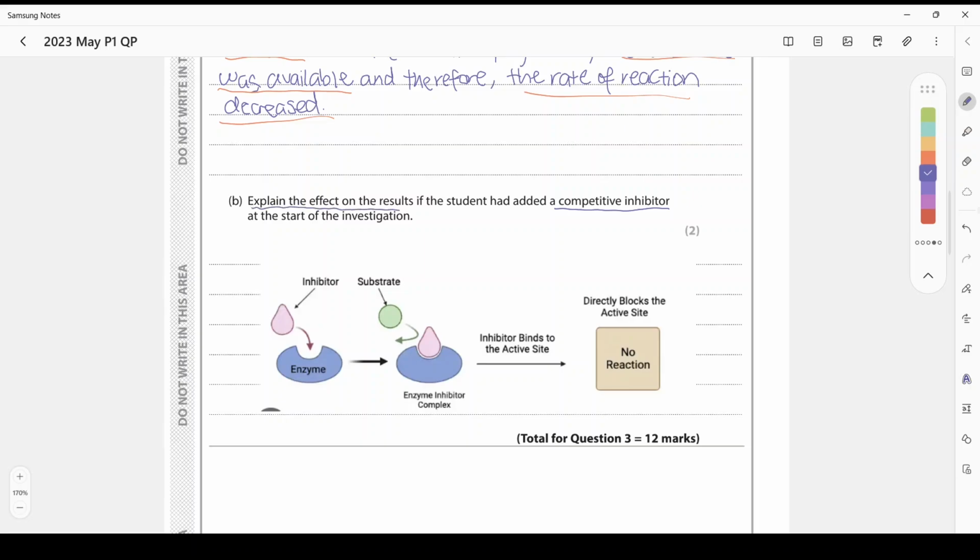So we can say, well, if you have a competitive inhibitor, then you'd have less gas produced because the inhibitor would be blocking the active site and prevents the substrate from binding to it.